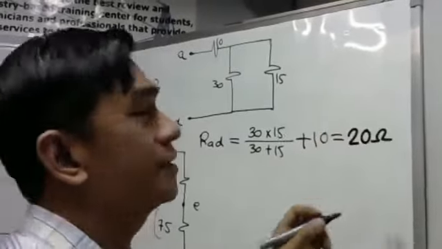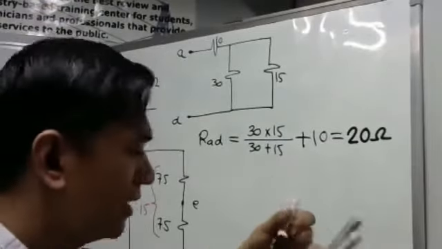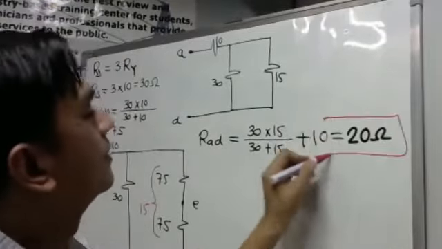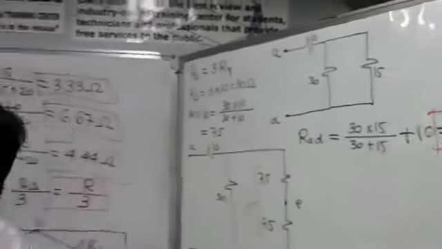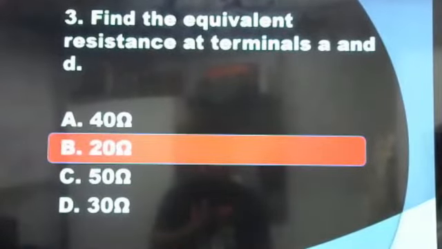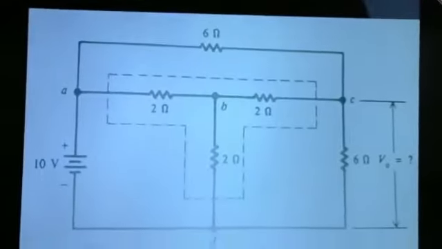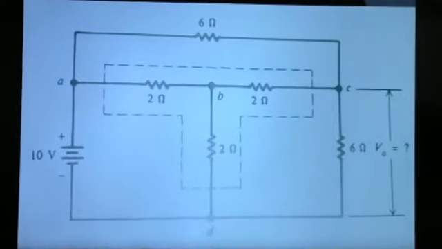What's the time? It's already 11:20. So, our answer now, guys, would be letter B. Very easy. So, we have here number 4 problem. We have this number 4 and number 5 problem.